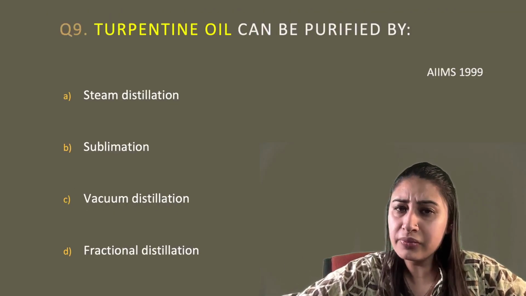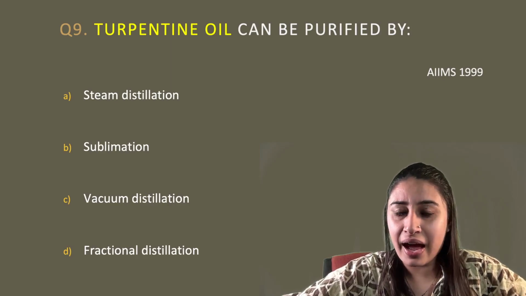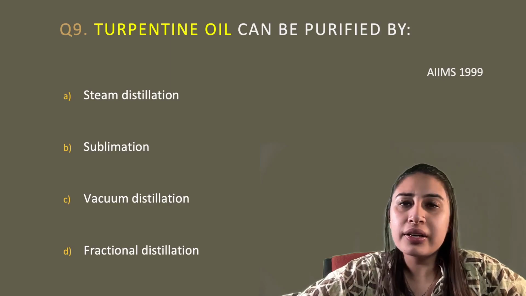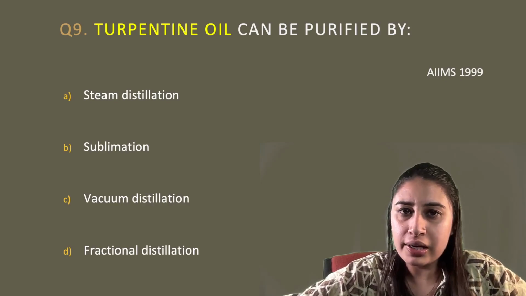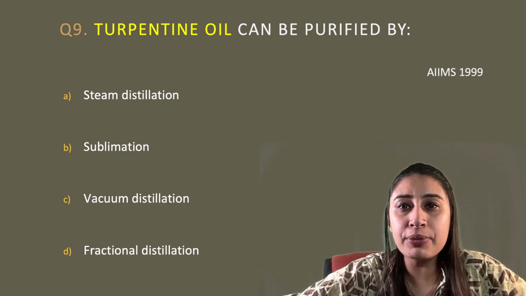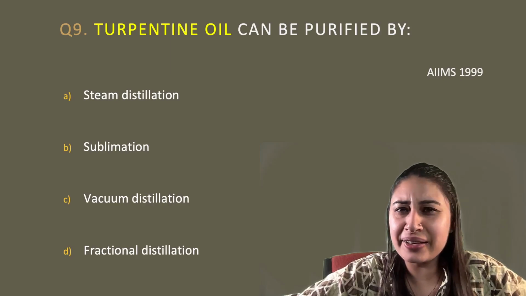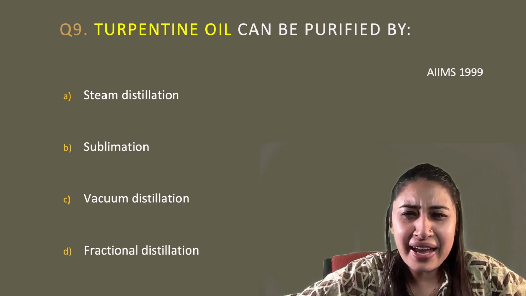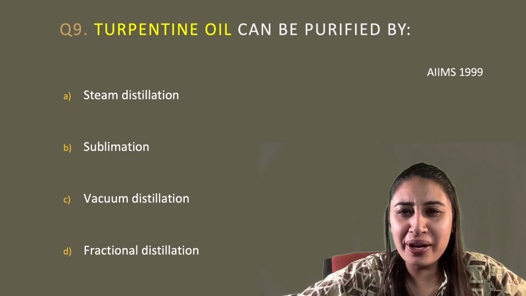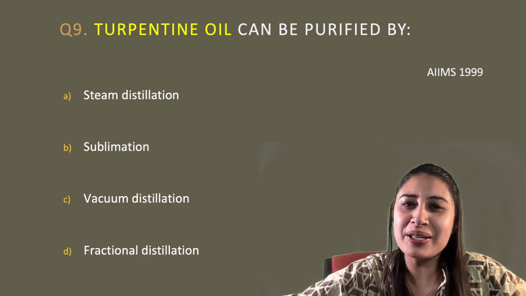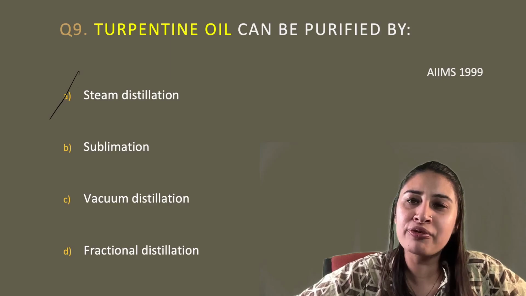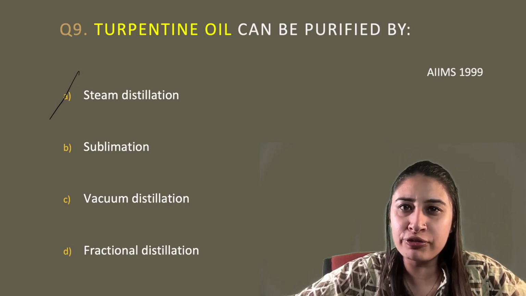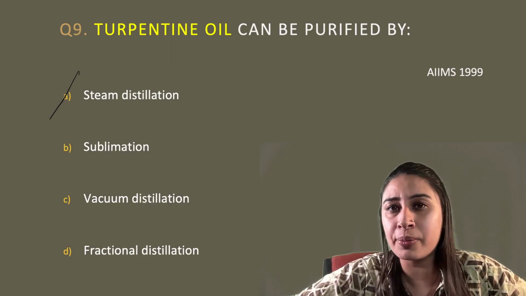Question number 9. Turpentine oil. See, I can make the question different, but the soul of the question remains the same. Like I said, the body can be changed. Like turpentine oil can be purified by. So I can write castor oil, I can write cannabis oil, I can write any oil. You can take any oil and purify it using, like we did it, steam distillation, right? Oils can in general be purified by steam distillation, and you know the speciality of oils, it is immiscible. It is not soluble in water.